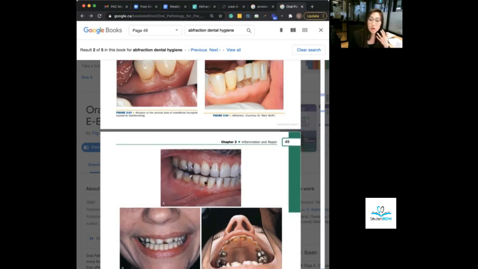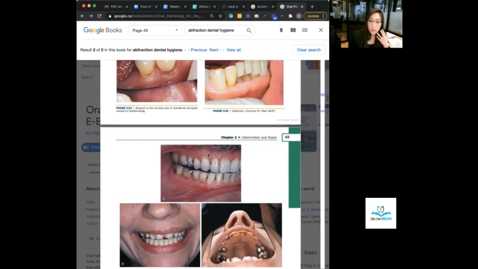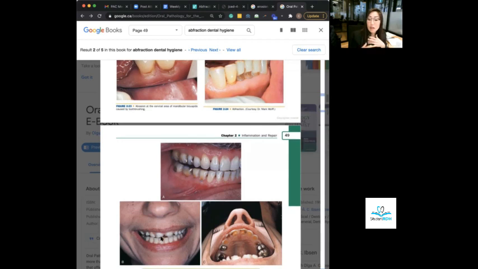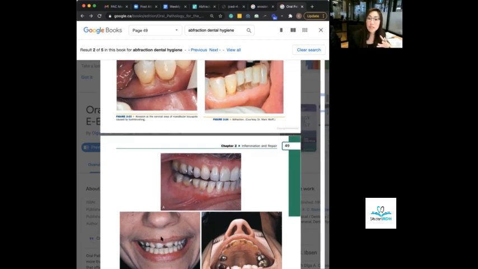Here, another example of erosion, which is more on the cervical surface over here, as you can see, because that is weaker than the enamel. And here, lingual, probably related to purging, bulimia again. And you see the size of the teeth have actually shrunk as well. So that is erosion.